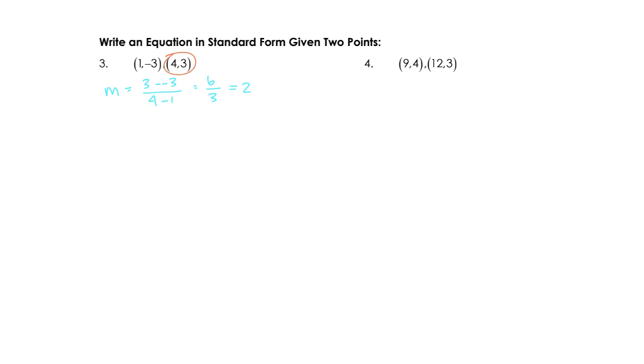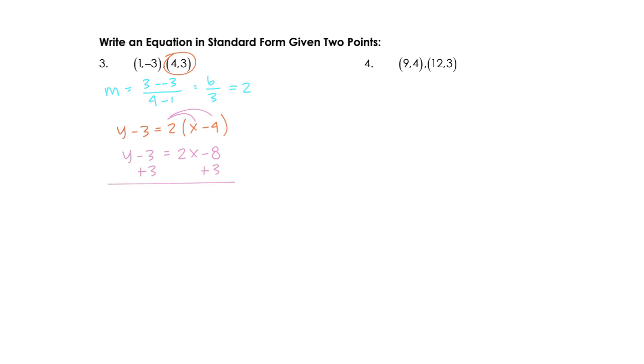You'd get the same exact answer at the end anyways. Using that ordered pair, we're going to put it into point slope form. So we have y minus 3 equals 2 times x minus 4. And then from here, we're going to convert to slope-intercept form. So y minus 3 equals, distribute the 2, 2x minus 8. And then we're going to add 3 to both sides.